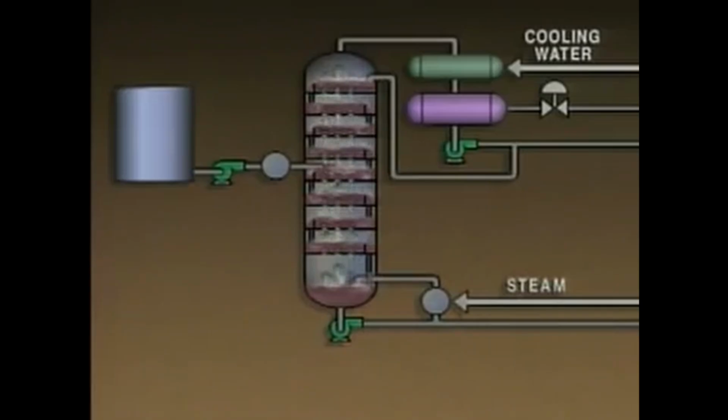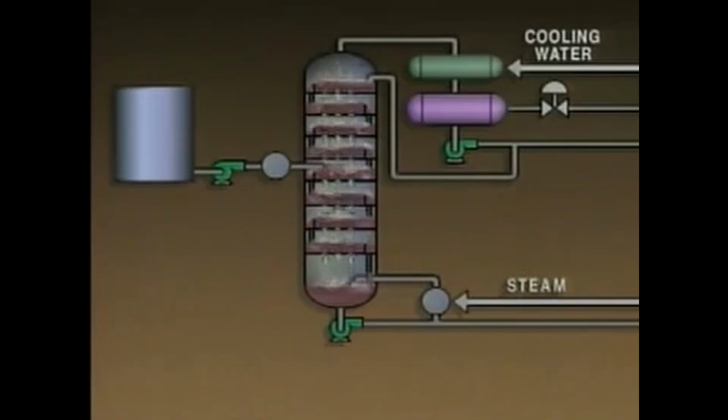Another pressure that's important to an operator is the tower's differential pressure. The tower's differential pressure is the difference between the pressure at the bottom of the tower and the pressure at the top of the tower. This difference in pressure is caused by the flow of vapors in the tower. Without vapor flow, there is no differential pressure. Generally, if the rate at which the vapors move up the tower decreases, the differential pressure will also decrease. And if the rate at which the vapors move up the tower increases, the differential pressure will increase.